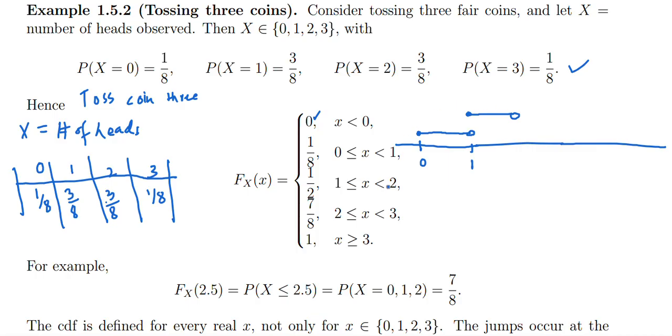For 1 to 2 means what? For example, if I take 1.5. If 1 is less than or equal to 1.5, and 0 is less than or equal to 1.5, then for 1.5 we have 1 over 8 and 3 over 8. So the cumulative distribution will be 4 over 8, which is 1 half. So in this way, we continue, and F_X(2.5) is the probability of X less than or equal to 2.5, which covers 0, 1, 2, and this is 7 over 8.